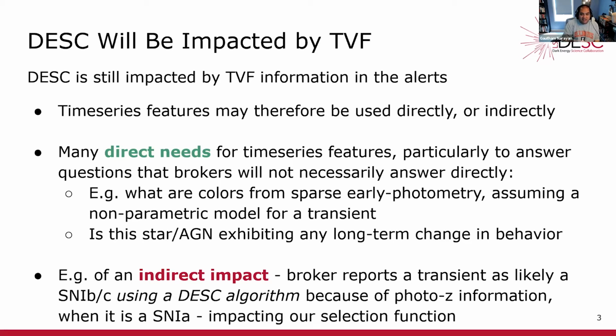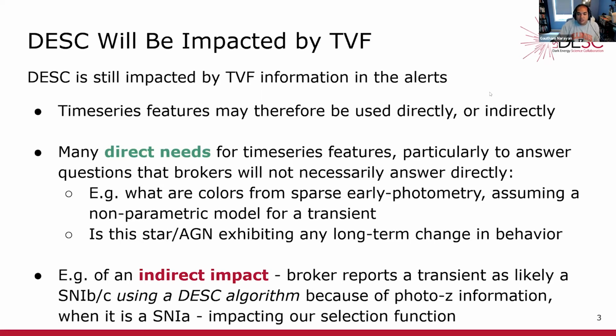But there's also an indirect impact for time series variability features that can happen. Most of the brokers will run classification algorithms. Some of those algorithms, even if they are Desk supplied, will use things like photo-z's as inputs. And these are part, of course, of the alert features. And if those algorithms then start to report some object as a different class because of the input in the time series variability features, then those will ultimately affect our selection functions.